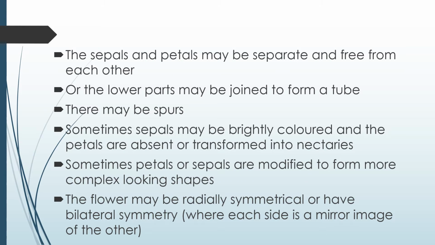The sepals and petals may be separate and free from each other, or the lower parts may be joined to form a tube. There may be spurs from either sepals or petals. Sometimes it's the sepals which are brightly coloured and the petals might be absent or transformed into nectaries. Sometimes petals or sepals are modified to form more complex looking shapes. The flower may be radially symmetrical or have bilateral symmetry, where each side is a mirror image of the other.